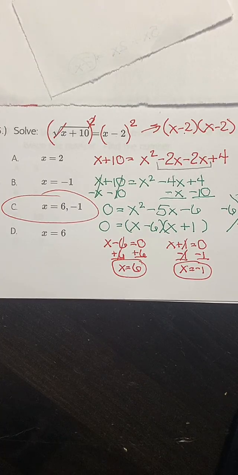All right. So the X is for the AC method. AC method is used to do factoring.